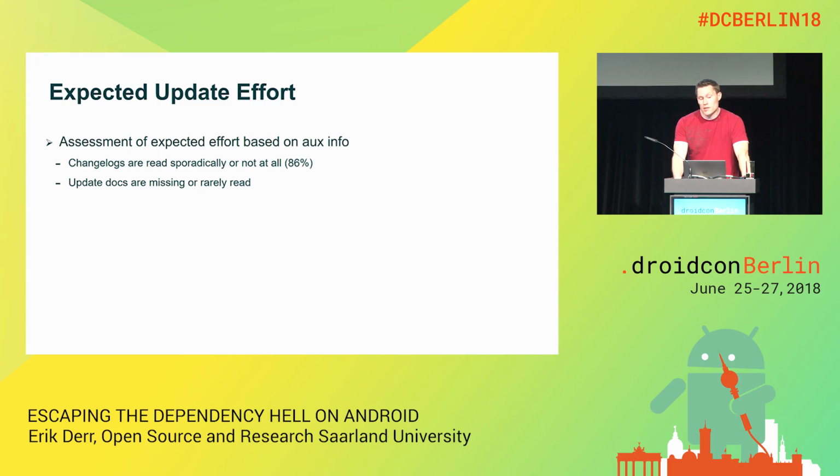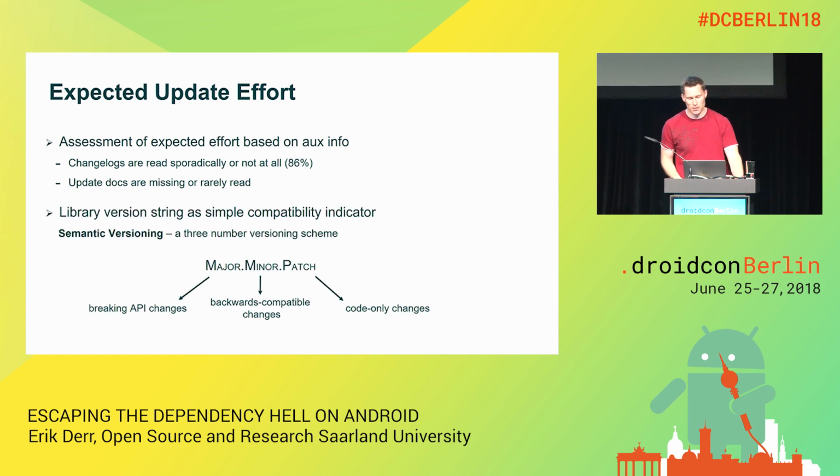So for the expected update effort, we asked, which information do you use to assess compatibility? We asked, do you read change logs? 86% said never or rarely. It was even worse for update documentation. Either it is missing in the first place, or it is read even less frequently. So still the question is, what information is always there and can be used as a predictor for compatibility?